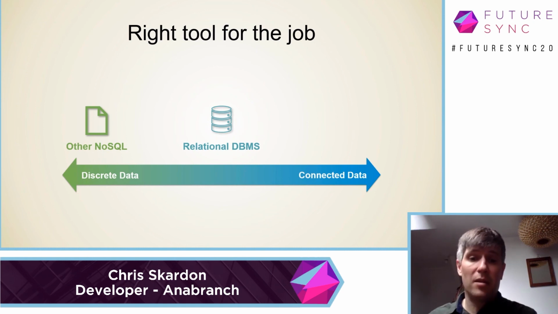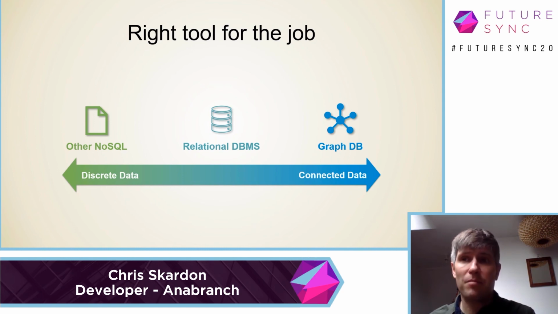But if you have highly connected data, which you're genuinely really interested in, then go with a graph database. They are easier to maintain for your connected data, they're high performance, and you generally use very little resources. Compared to a relational database, they are tiny.